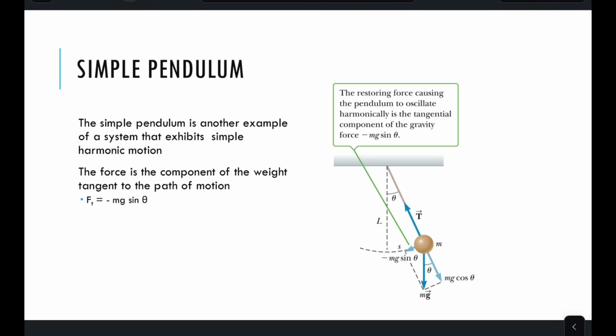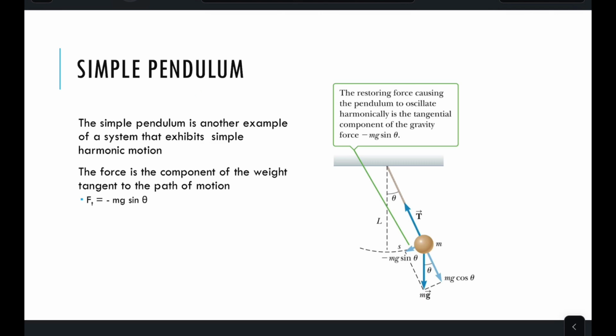Now let's take a look at another model of simple harmonic motion, which is the simple pendulum. Why is it a simple pendulum? We consider there is no friction at all. Once you swing it, it's supposed to swing forever. But we know the real case is that eventually it slows down and stops. But let's consider the best case scenario.